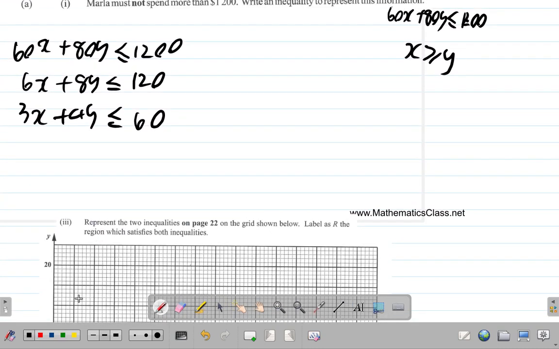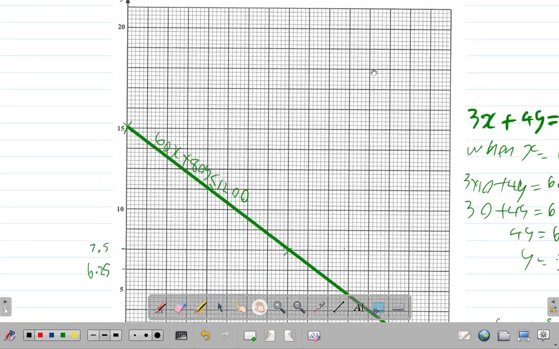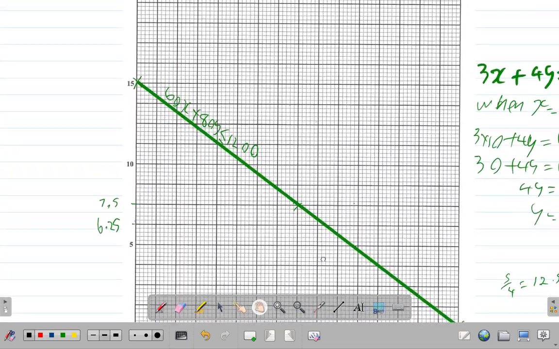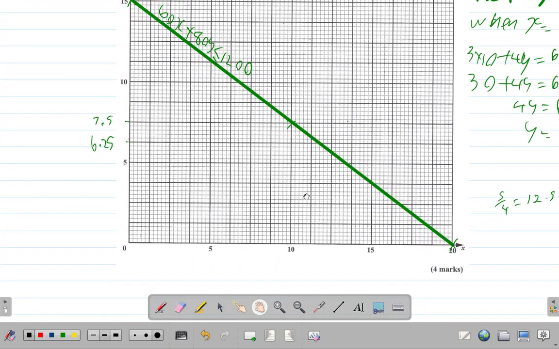Temporarily, treat it as x equals y. Plot the point x equals y. Now, do you remember what the line x equals y looks like? You have to remember that line out of your head. Whatever x is, y is the same thing. So x equals y.